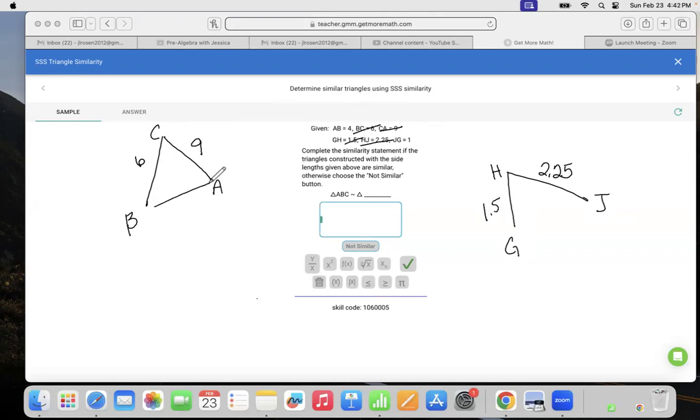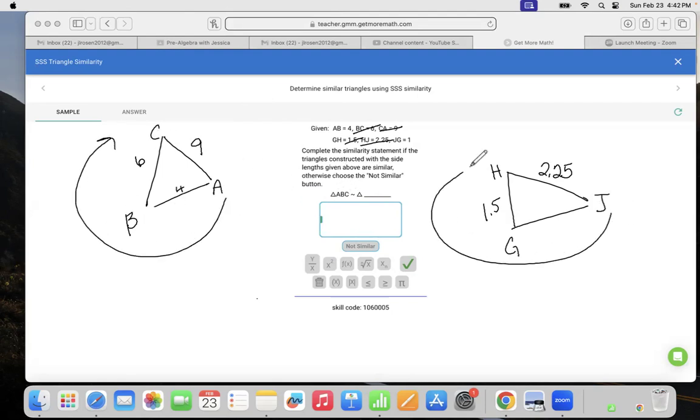And then my shortest side is 4, and that's how they got AB. And my shortest side here is GJ, right? So I have that in the right order. And then here it went ABC. So it went this way. So here I'm going to go this way. So J, G, H. Okay. So again, organization is really the key with this one to make sure that you're comparing it in the right order.